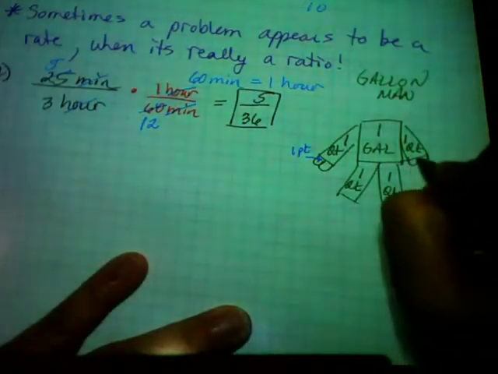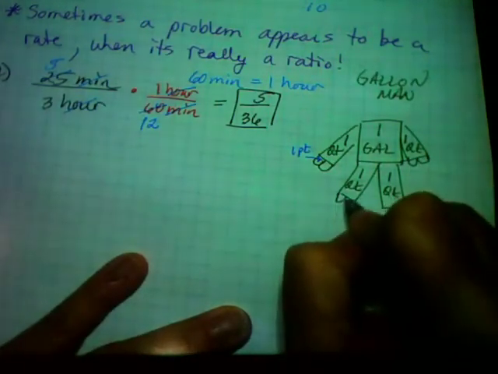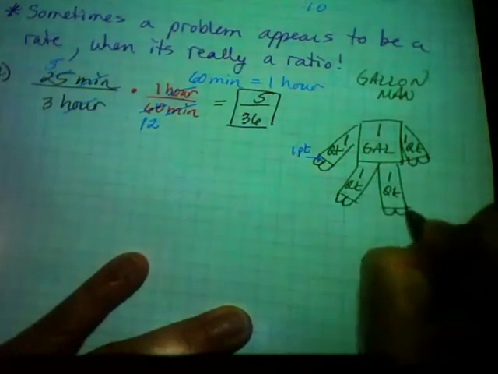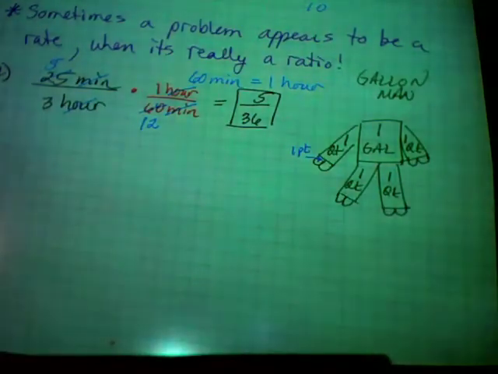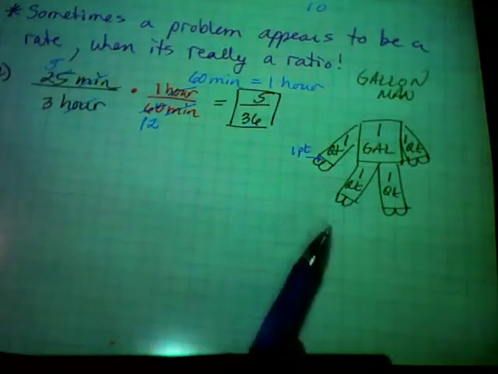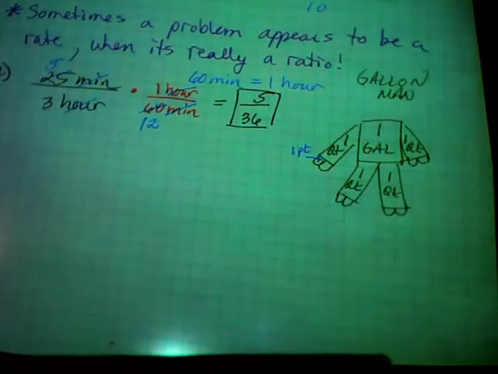This is his hands and his feet. So that's a pint. So how many pints are in a gallon? 2, 4, 6, 8. There are 8 pints in 1 gallon. There are 2 pints in 1 quart.